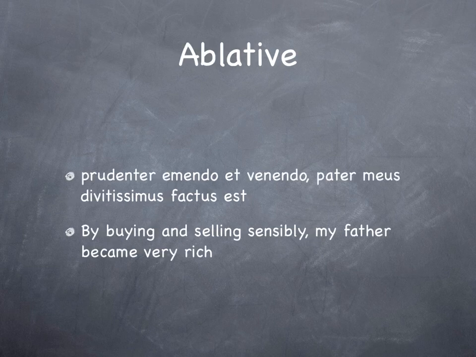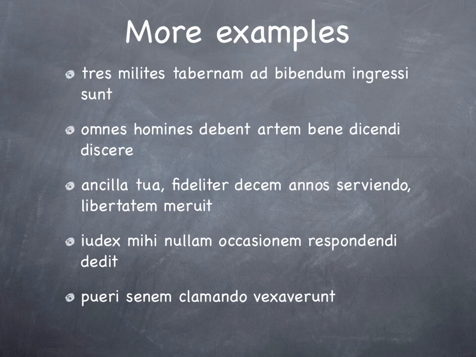The ablative, finally. Prudenter emendo et vendendo pater meus divitissimus factus est. By buying, in the ablative, emendo, and by selling, vendendo, prudenter, wisely or sensibly, meus pater, my father, factus est, became divitissimus, superlative, very rich. I'm going to give you a few examples here. Pause it and have a go at them.